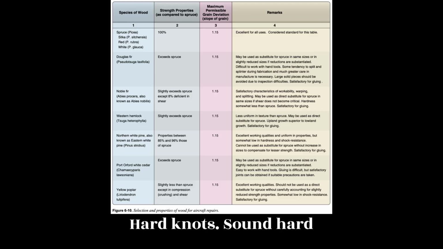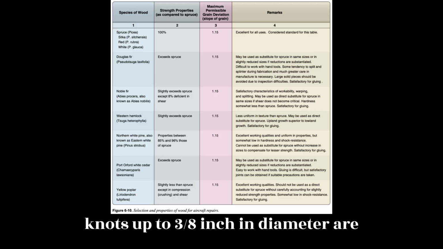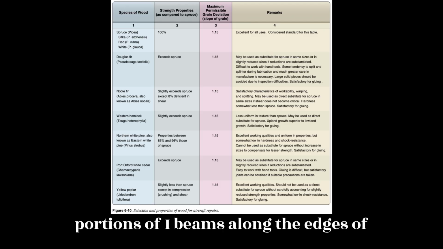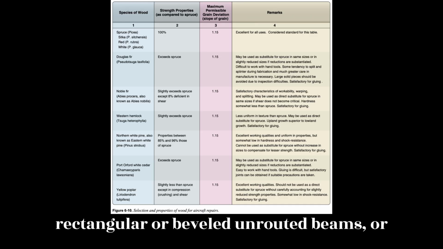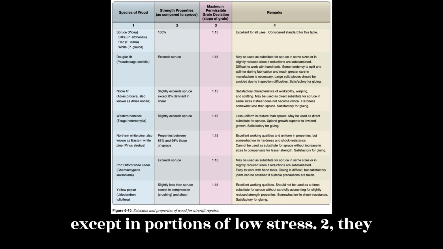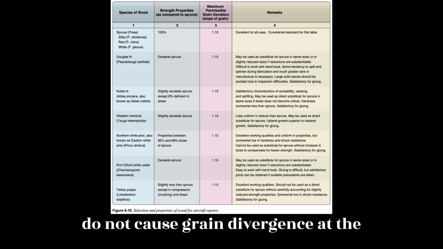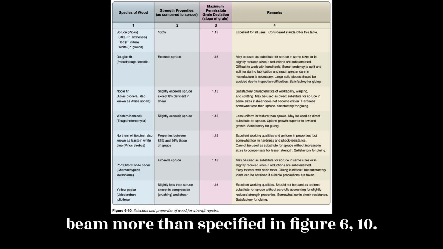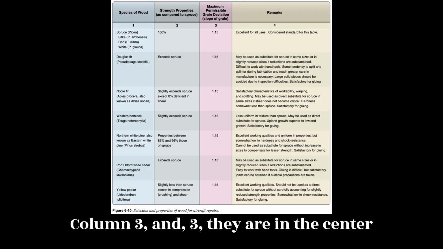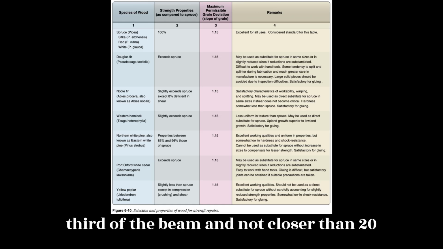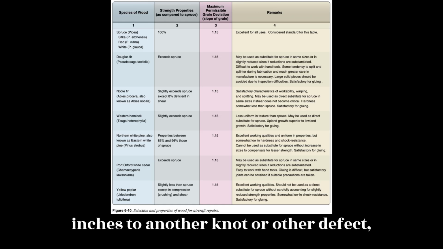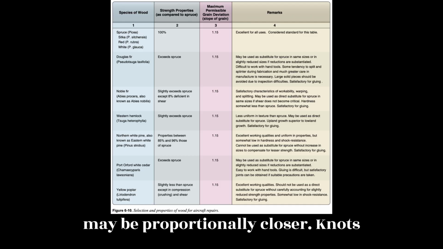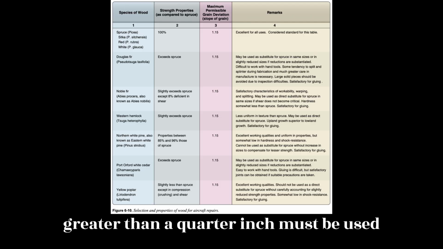3. Hard knots. Sound, hard knots up to 3/8 inch in diameter are acceptable if 1. They are not projecting portions of I-beams, along the edges of rectangular or beveled unrouted beams, or along the edges of flanges of box beams, except in portions of low stress. 2. They do not cause grain divergence at the edges of the board or in the flanges of a beam more than specified in Figure 6.10, column 3, and 3. They are in the center third of the beam and not closer than 20 inches to another knot or other defect. This pertains to 3/8 inch knots. Smaller knots may be proportionally closer. Knots greater than 1/4 inch must be used with caution.